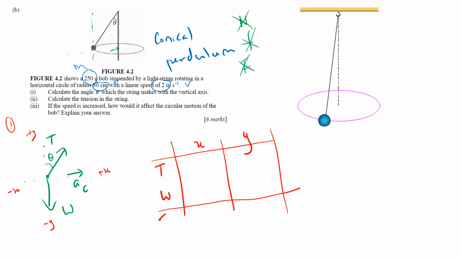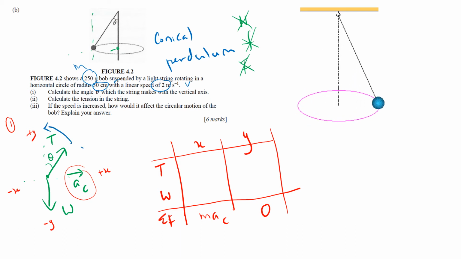So the total equals to MAC. You look at the MAC here, it is on positive X. So here is your MAC, and 0 for Y, because it sits on the X-axis. MAC belongs to the X-axis. Okay, look at my T. My T can be split into positive and positive.